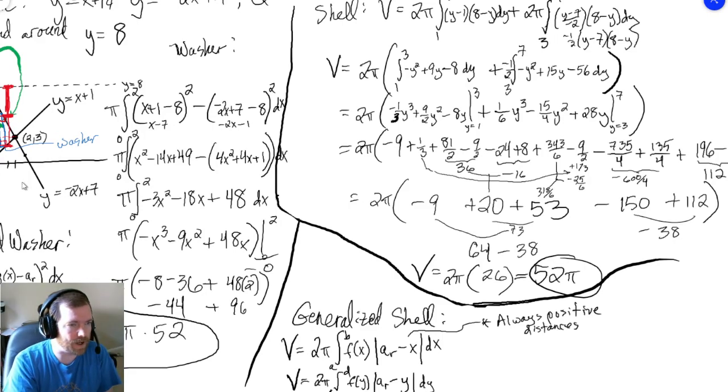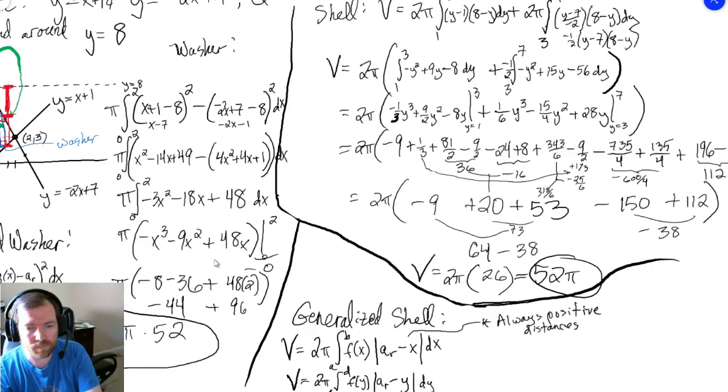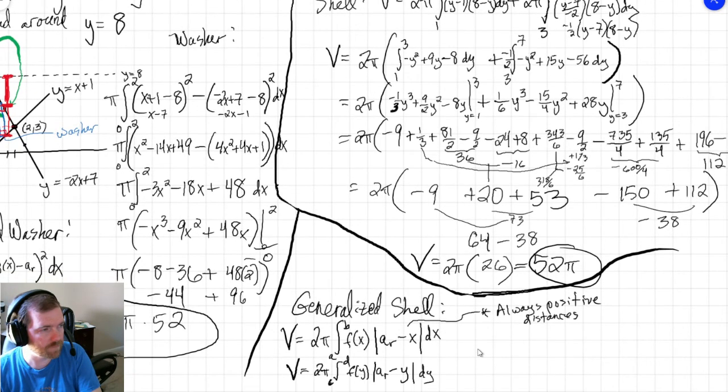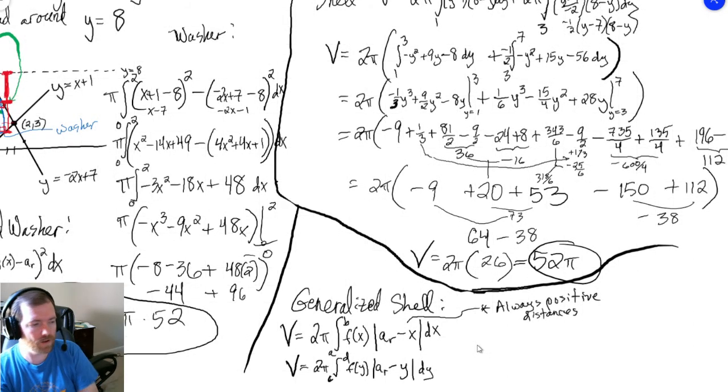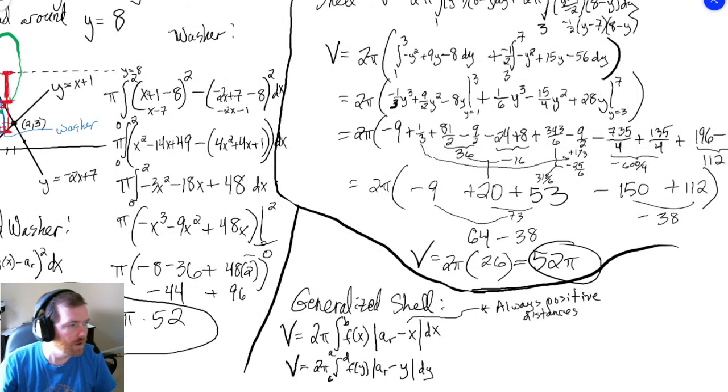If it were the other way around and our axis of revolution was at like -2, then this would be our y value minus -2. So we want that distance, so y plus 2. So that's why I'm going to introduce the absolute value here to use that. Woo! All right.